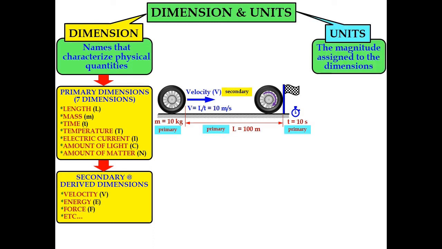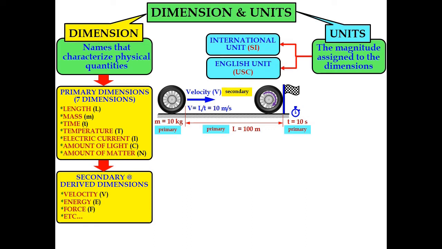Okay, so in terms of unit, the definition is the magnitude assigned to the dimension. So we have a dimension, and we also have a unit for the dimension. We have two types of unit. First, the international unit, normally referred to as SI unit. The second one is the English unit, USC. USC normally stands for United States Conversion, I think United States Conversion Unit. Please check this one. Normally in the US we use English unit for measurement and calculation.